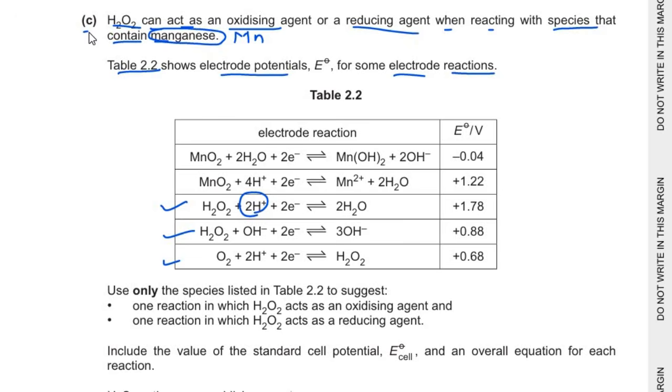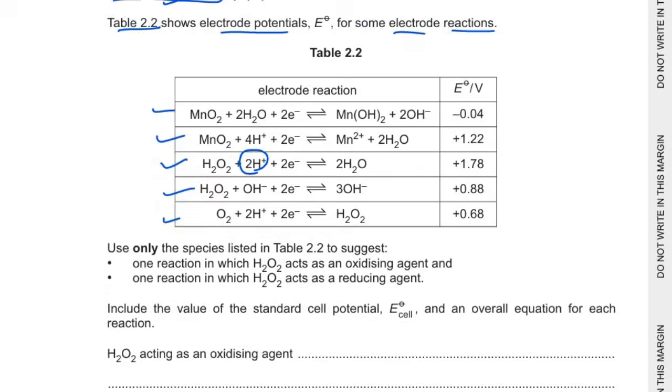Now let's see what the question is all about. Here it talks about the species containing manganese, and here we have two more half equations which contain manganese as one of the species. So let's see what the sub questions are.